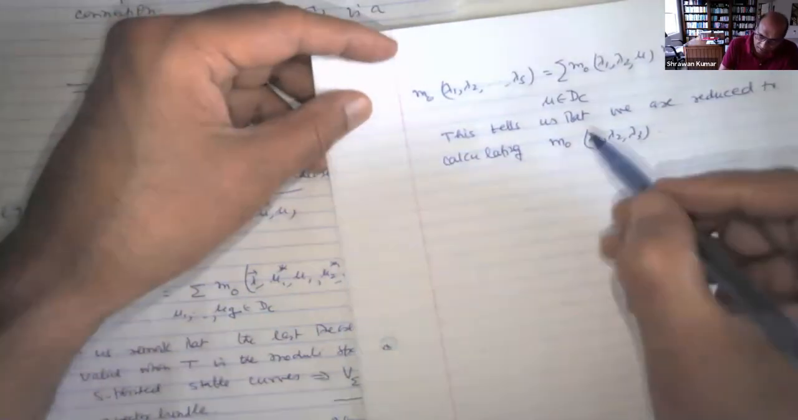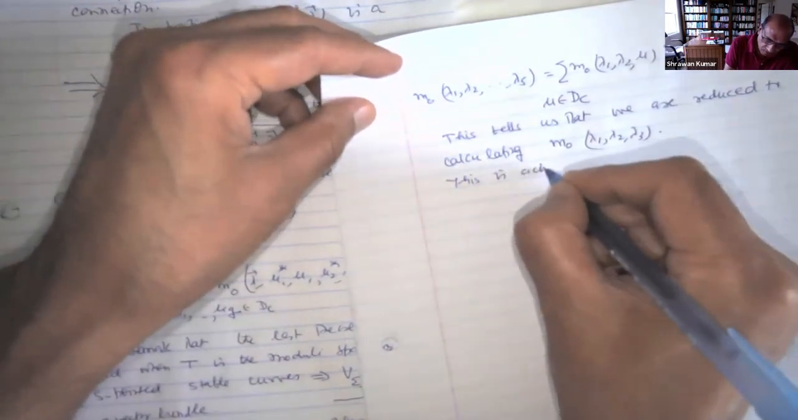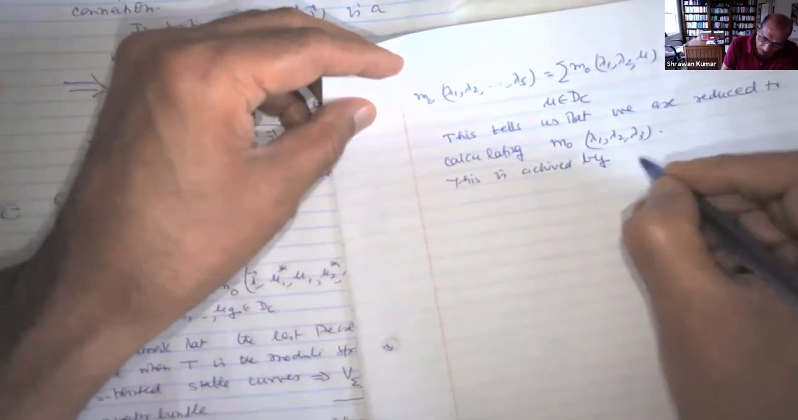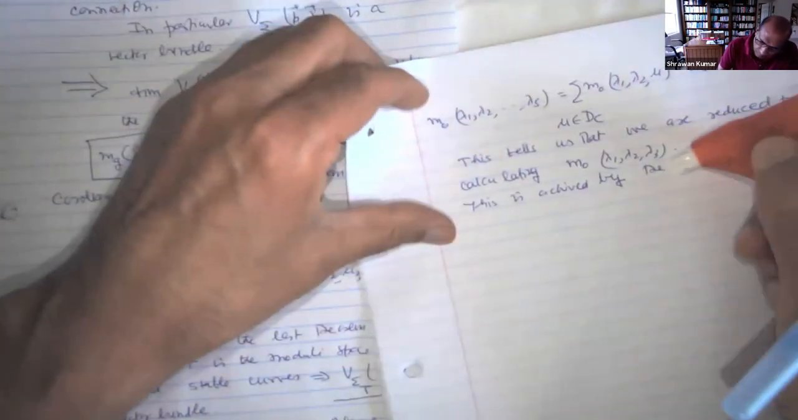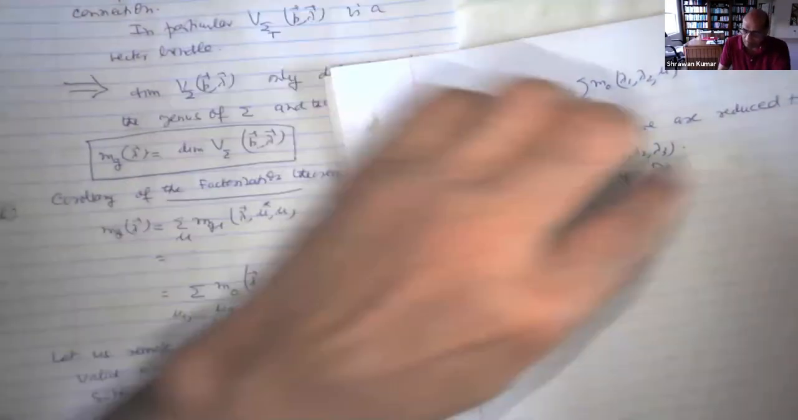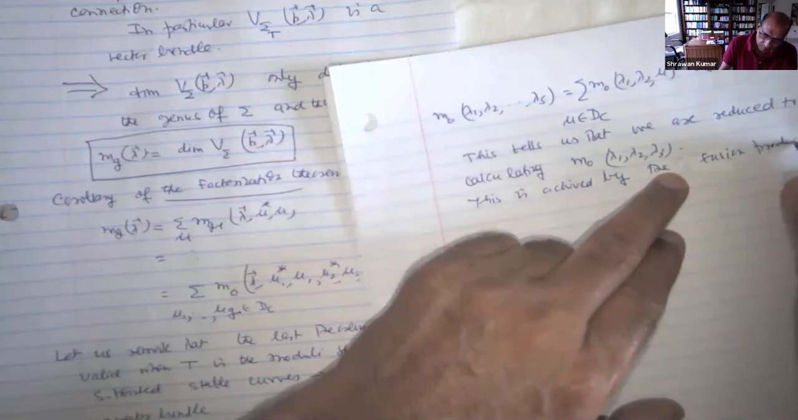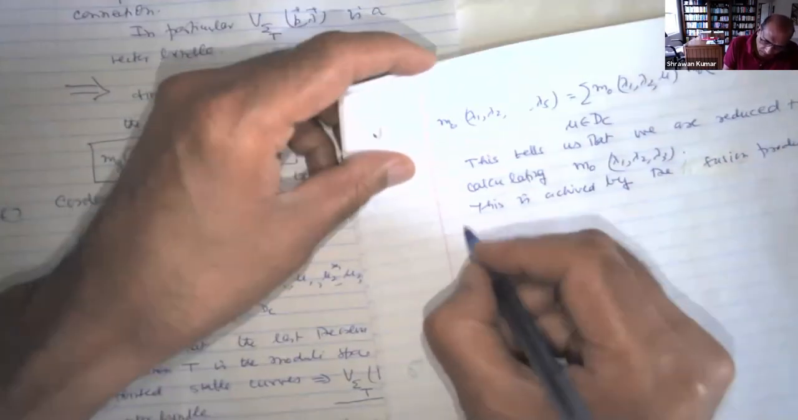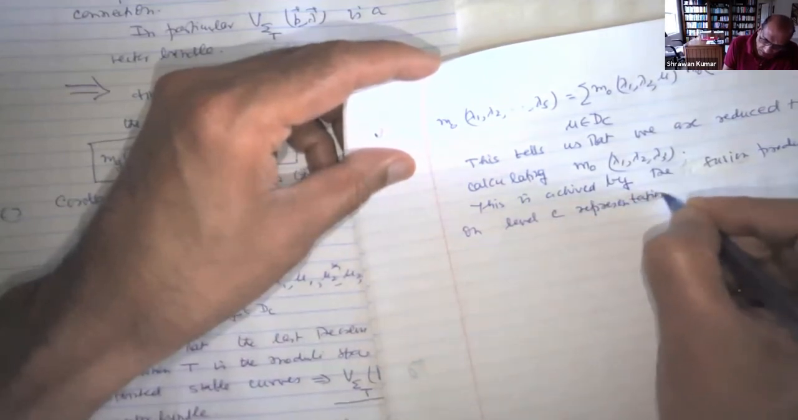So once we have this decomposition, then you can easily see that we are reduced to calculating M0 for 3 points. And this is achieved by the fusion product on level C representations of the Lie algebra G.